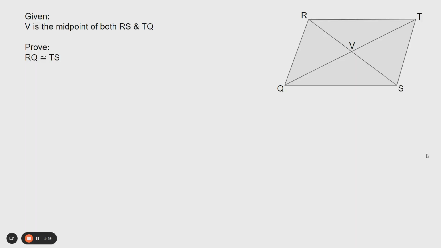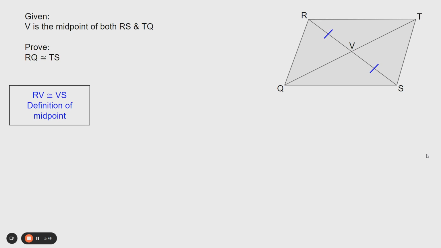For my second proof, we have a different figure on the right, and what's given is that V is the midpoint of both RS and TQ, and we need to prove that RQ is congruent to TS.